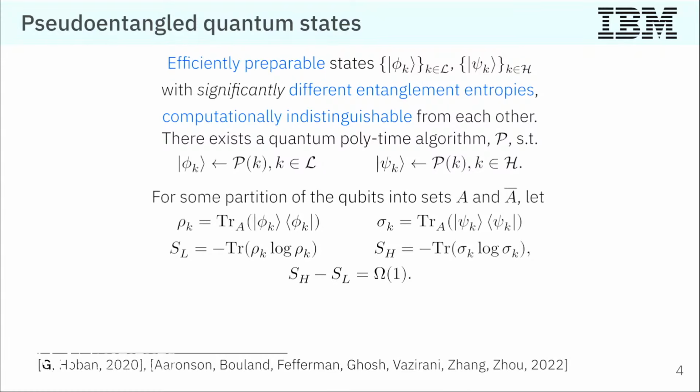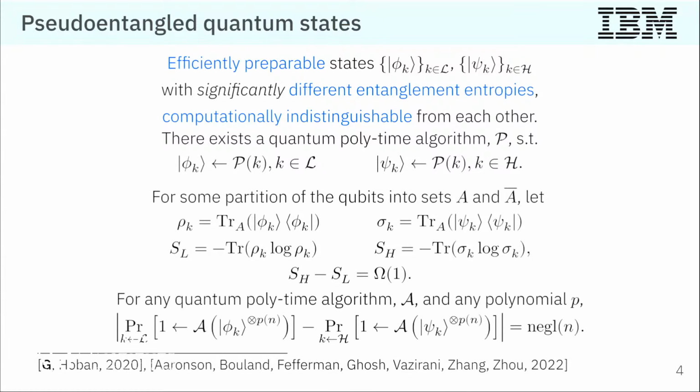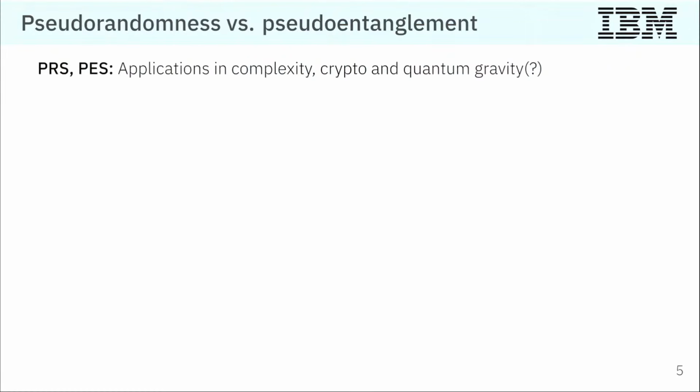But nevertheless, the claim is that it's still hard for you to tell whether you have high or low entanglement. And just as before, this is encapsulated by saying that any polynomial-time quantum algorithm, given many copies of either the low entanglement state or the high entanglement state, is not able to tell you which of the two was given. Let me maybe just pause for a second if there are any questions about the definition. Okay, if not, let me tell you a bit about similarities and differences between pseudorandom states and pseudoentangled states.